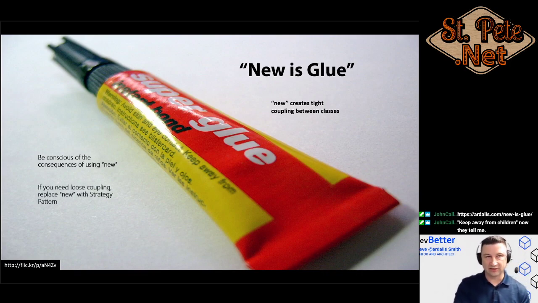If you need loose coupling, you want to replace anywhere you're using new or anywhere you've got a static method call with the strategy pattern, which, again, is just another way of saying dependency injection for all intents and purposes here.